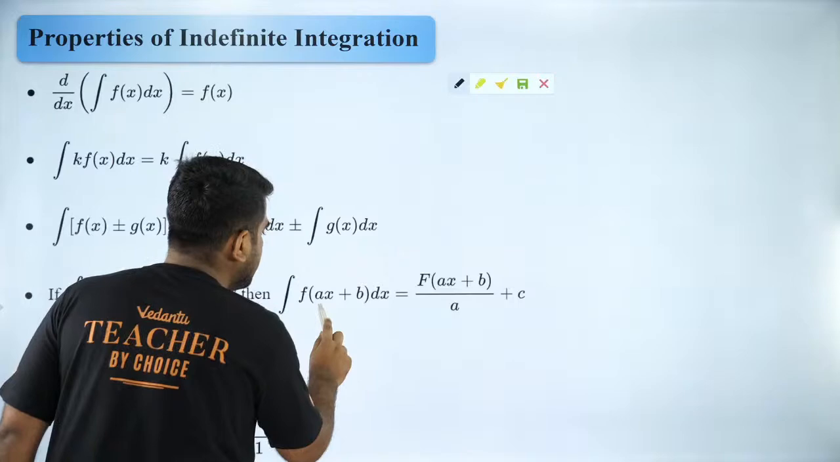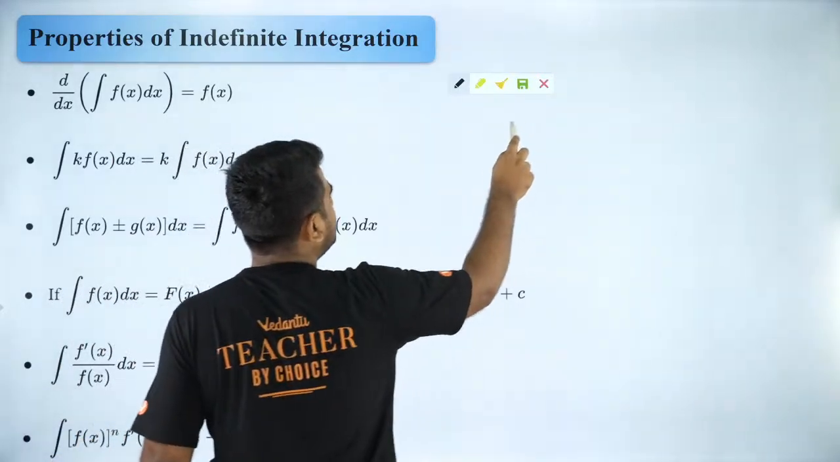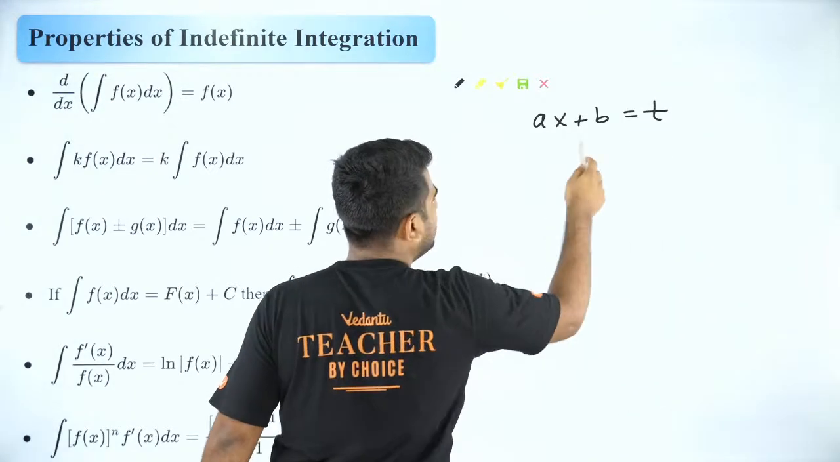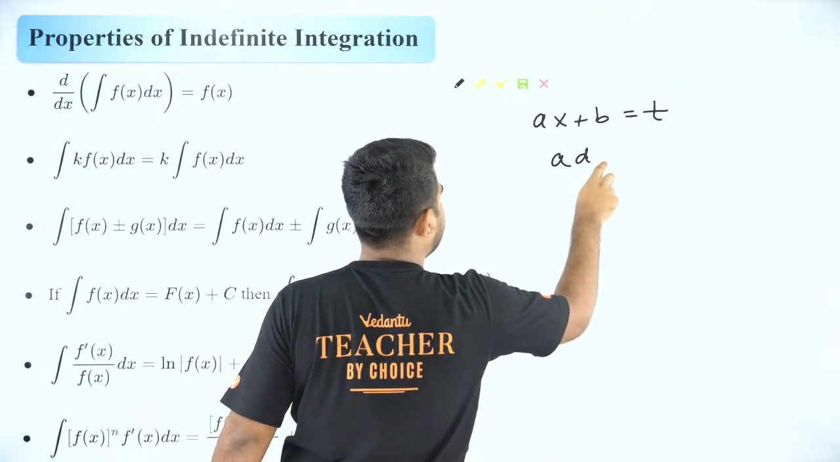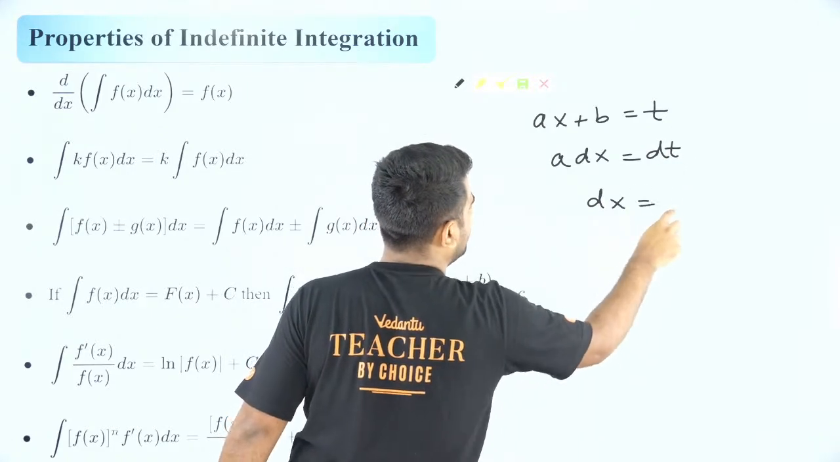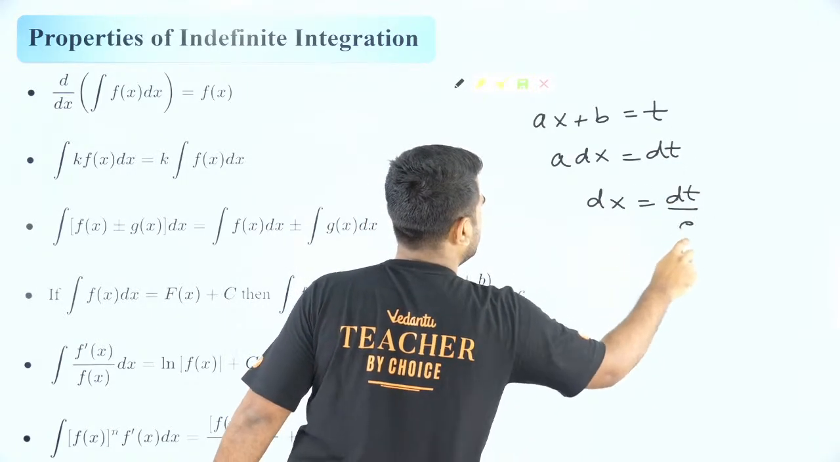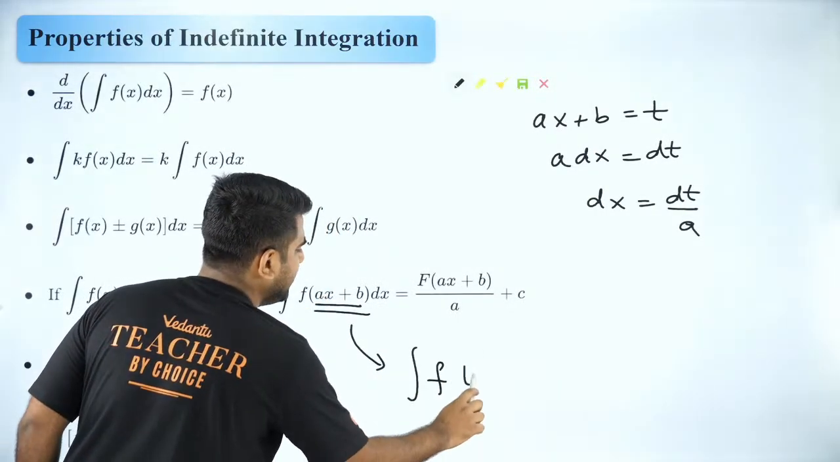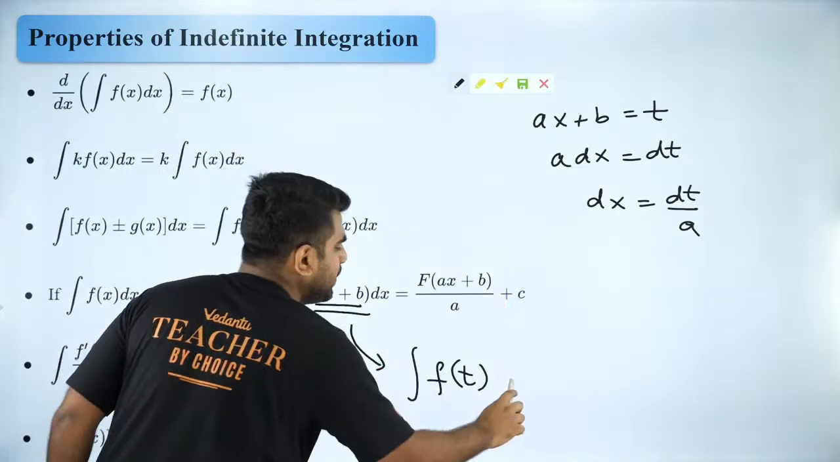Because here I will take ax plus b as t, Kirito. So if I differentiate, I will get a dx is equal to dt. So can I say dx is equal to dt by a? So this integral will become integral f of t, dx is dt by a.